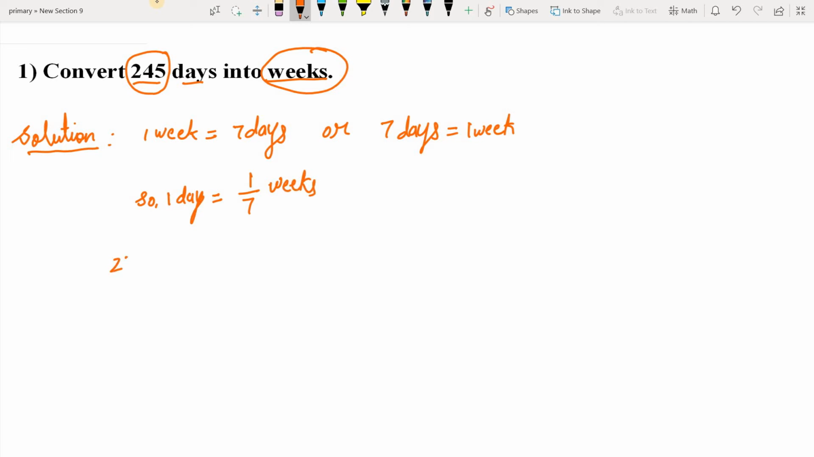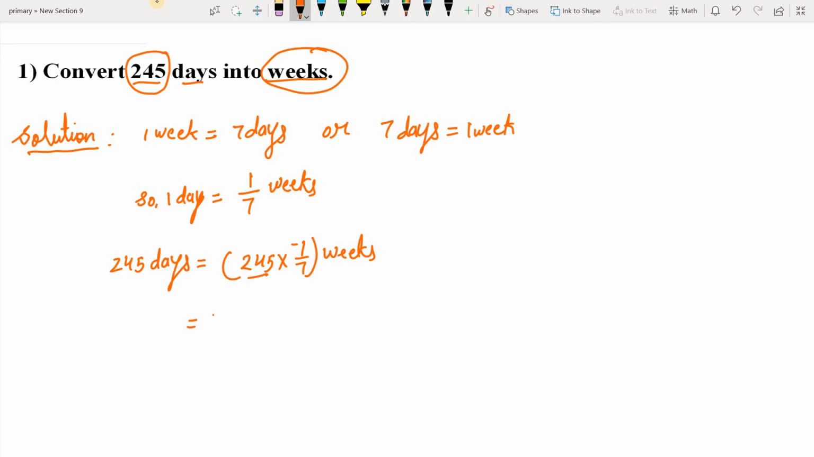Therefore, 245 days is equal to 245 multiplied by 1 upon 7 weeks. Students, now we will multiply 245 by 1 और उसके बाद 7 से डिवाइड कर देंगे क्योंकि 1 वीक में 7 डेज होते हैं.